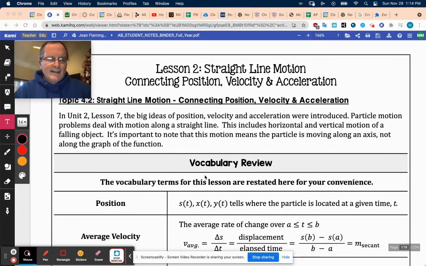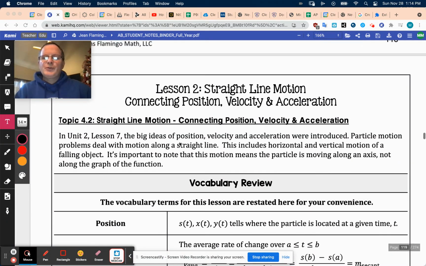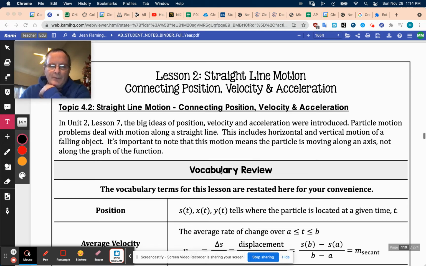Okay, so lesson 4-2, straight line motion, connecting position, velocity, acceleration. There are some really, really good questions and examples on this that match a lot of the things that you'll see on the AP exam. So this is really, really good. And so a little vocabulary review here.